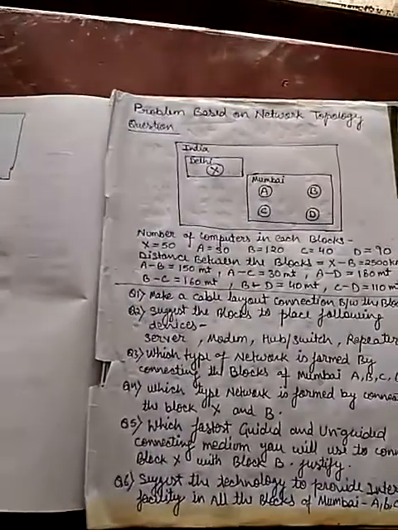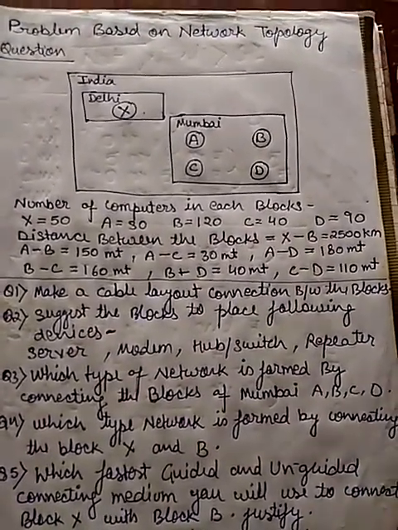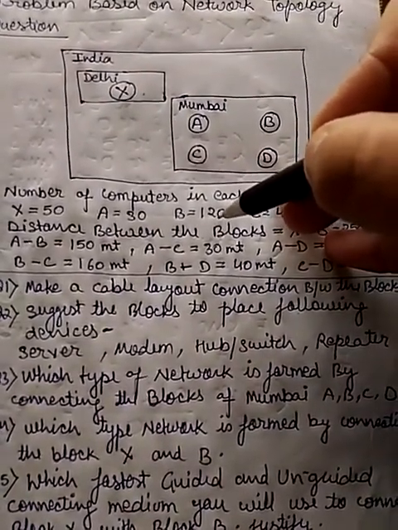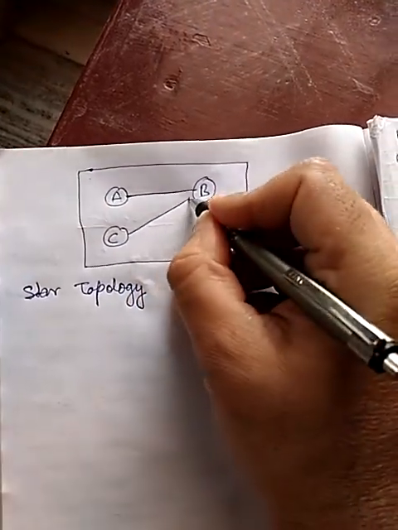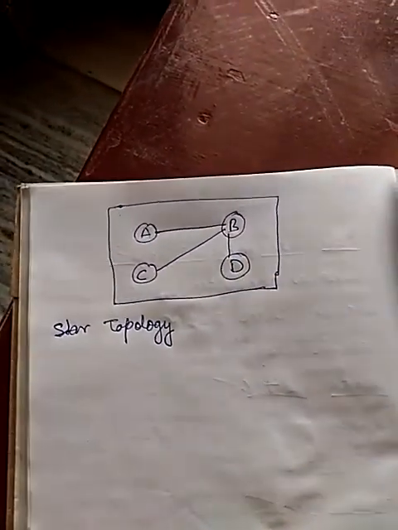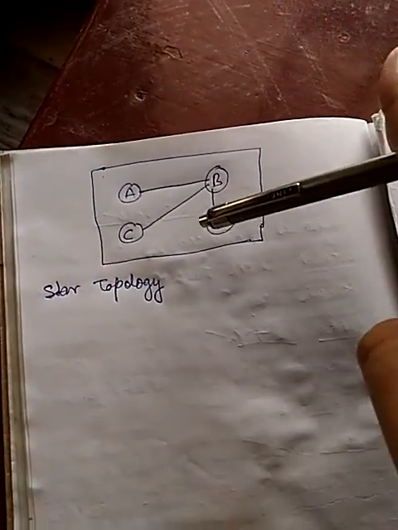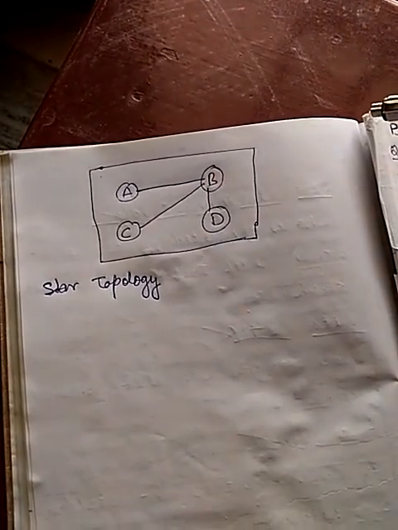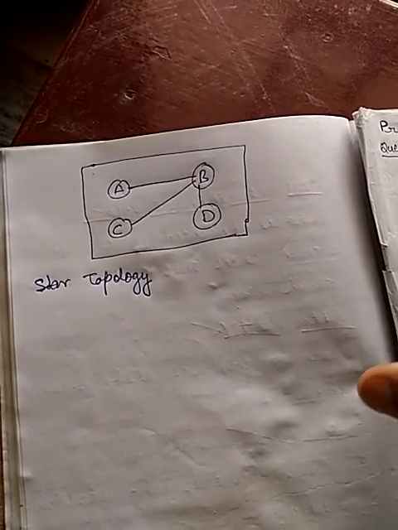In star topology, all the computers are directly connected with the server. Hence, block B is having the maximum number of computers, so the server is placed here. So simply connect all the blocks with block B in this way. So it makes the star topology. In star topology, all the nodes are directly connected with the server. Hence, failure of one node does not cause failure of the whole network. So that will be the justification for your answer.